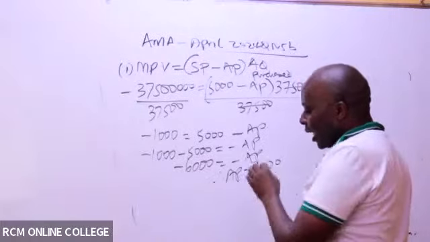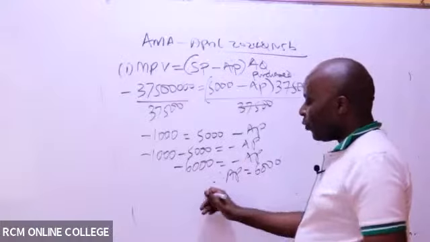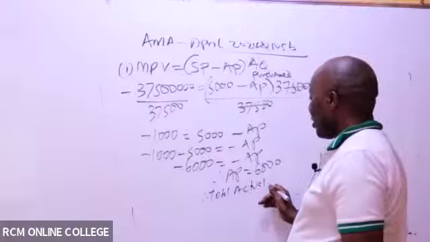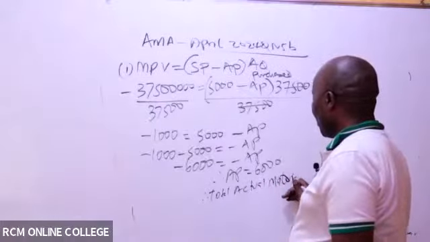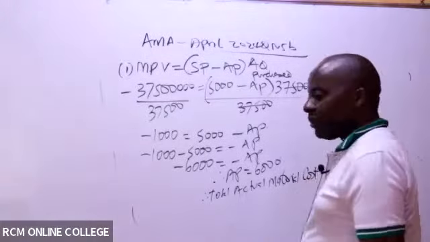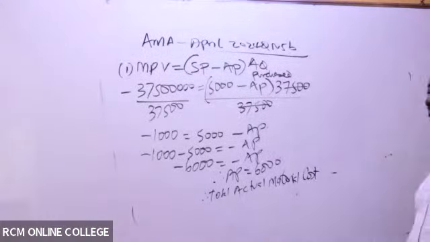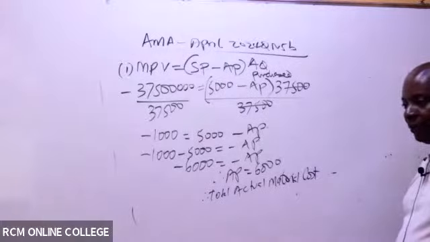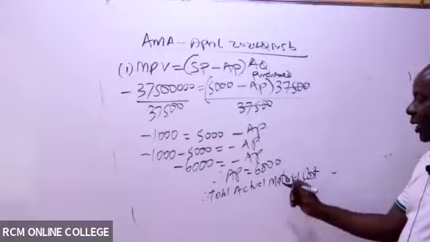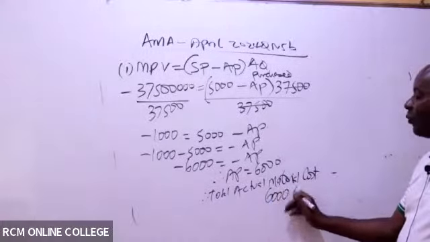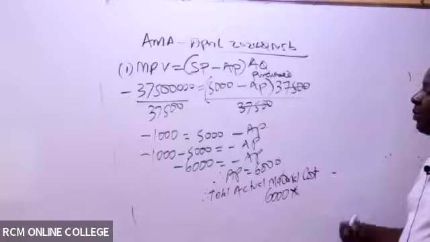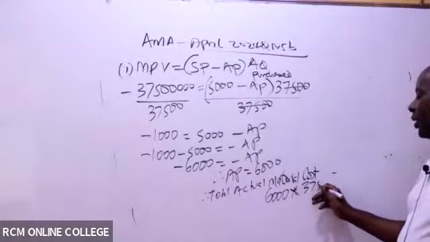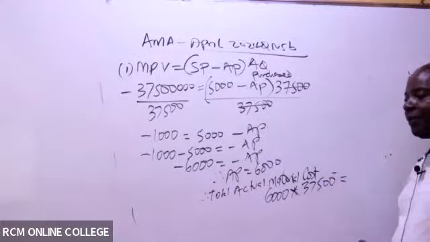So remember, this is the actual price per kilogram. Therefore, for the total actual material cost, I will take something times something. I know the actual price per kilogram, 6,000, and I know the actual quantity of materials that were procured, 37,500. So then I'm able to get this.